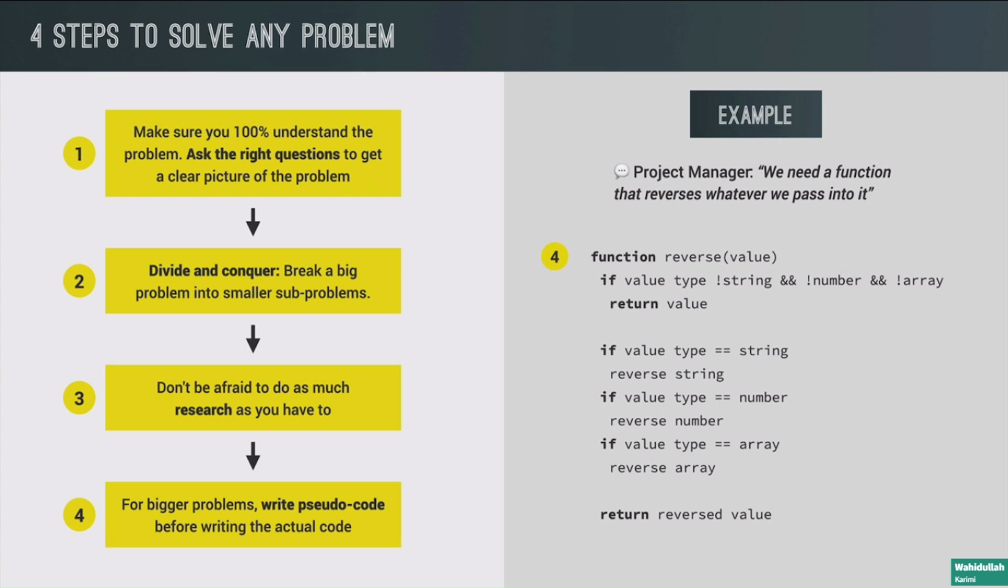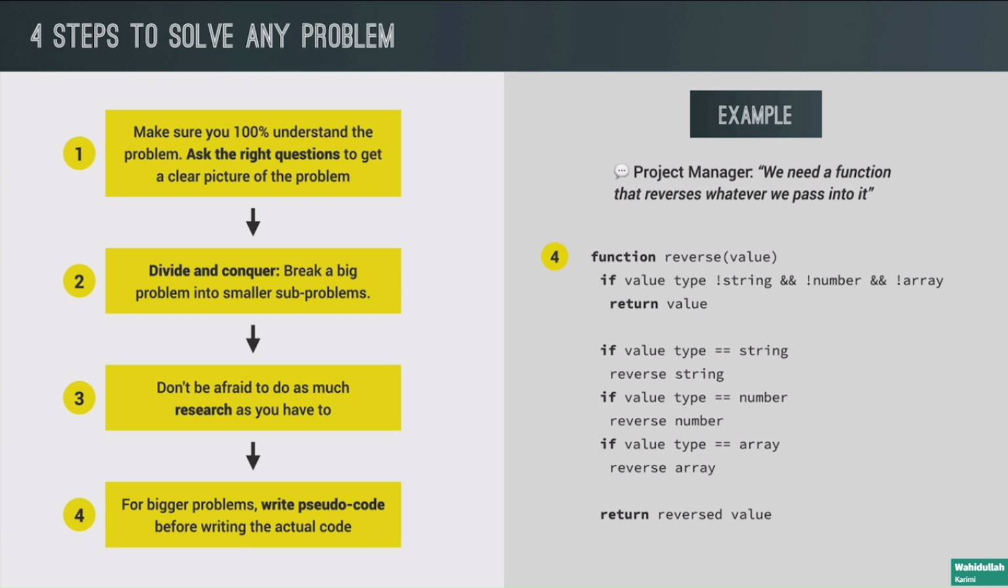So in this example, we just start by naming the function as reverse, and then we basically pass in a value. Then we say that if the type of the value is not a string and not a number and also not an array, then simply return the value back. And that's because, as we defined previously, we only want this function to work for strings or for numbers or for arrays. And again, you can clearly see that this is not any valid JavaScript at all.